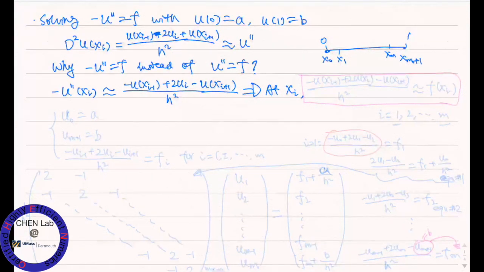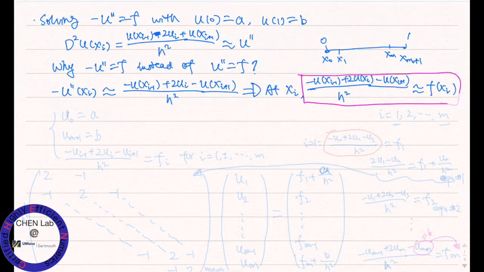That means at a grid point xi, because we know negative u double prime is equal to f, and on the other hand negative u double prime can be approximated by that, we have 1 over h squared times negative u(i-1) plus 2ui minus u(i+1) approximately equal to f at xi.